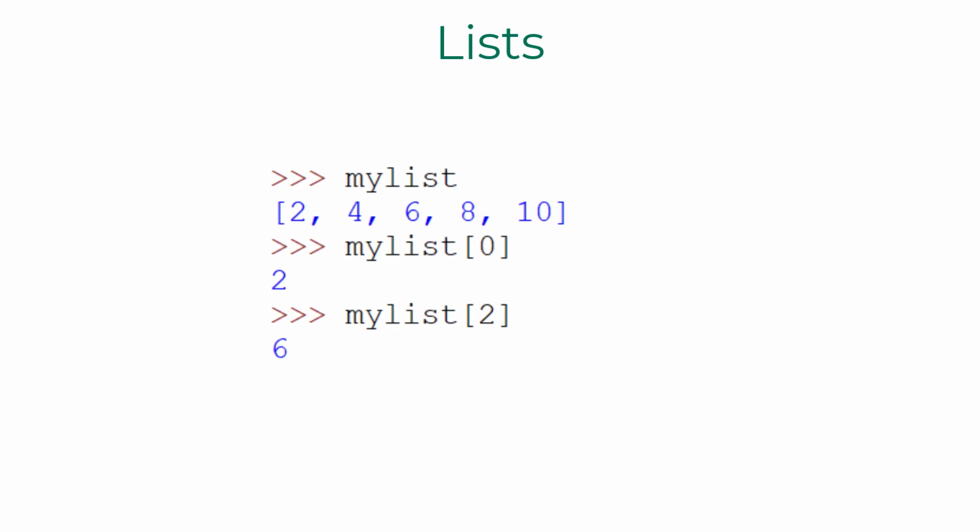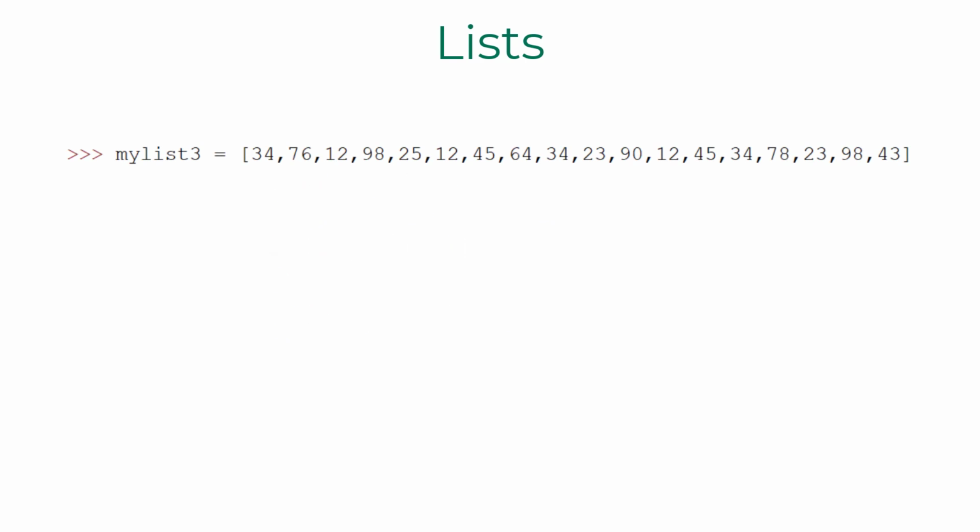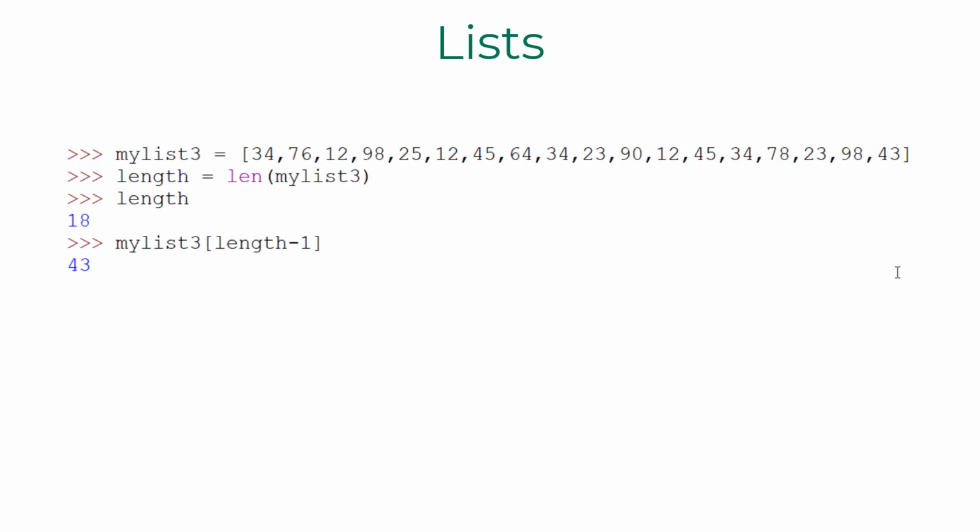As lists can be arbitrarily large, like this one, accessing the last element of the list may require that you know the actual length of the list. You can get the length of the list using the len function. Now that I know the length, I can access the last element of the list this way. This seems a bit tedious, right?